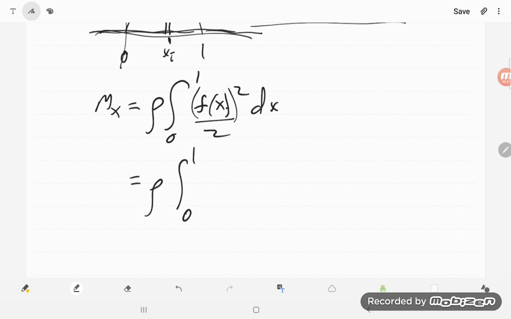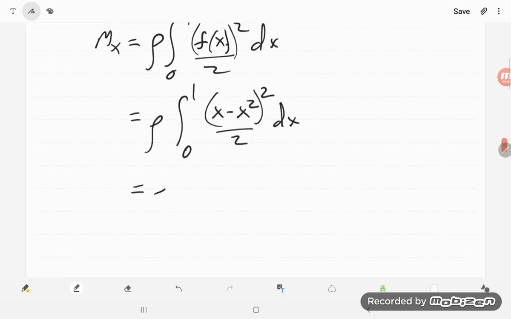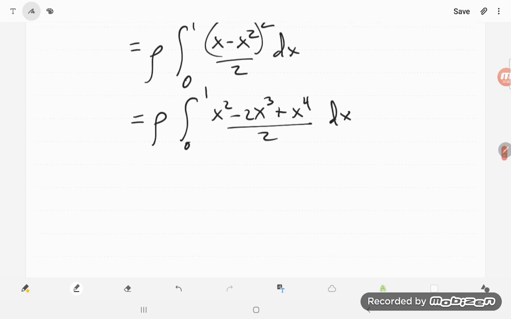Our f of x, what was our f of x in that case? It was x minus x squared. So we're going to square that over 2 dx. So this is rho, 0 to 1. Squaring that thing, that's x squared, minus 2x cubed, plus x to the fourth, all over 2 dx.